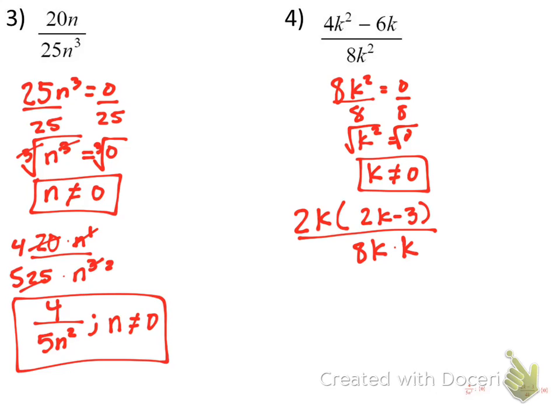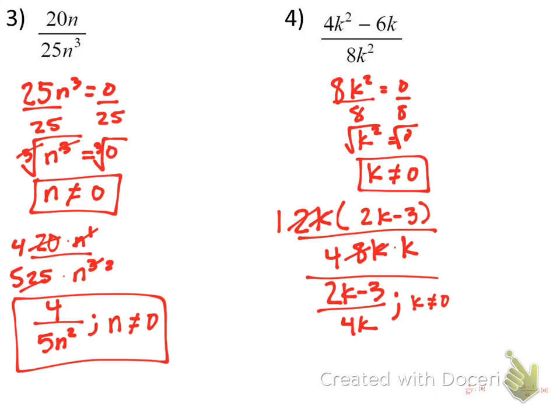On this example, continuing on, 2K can be simplified with 8K. We know that 2 goes into both 2 and 8. 2 goes into 2 one time. 2 goes into 8 4 times. We can cancel out a K here and a K here. So we're left with, in the numerator, 1 times 2K minus 3, which is 2K minus 3. Denominator, we have 4K. Okay? And then we have our excluded value of K cannot equal 0. Okay? Continuing on here.